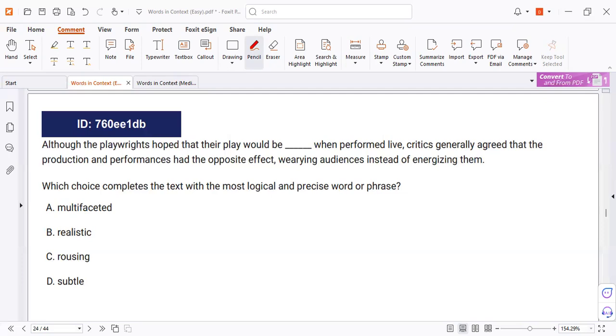Letter B. No. It's an adjective. What does it describe? It will be. Wait. It's C.